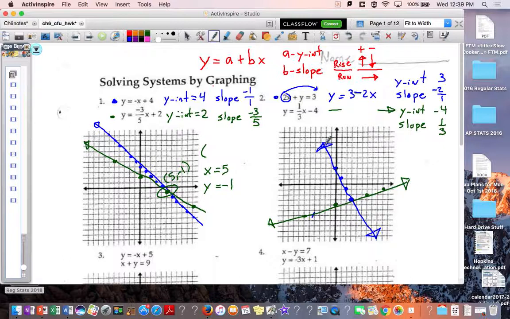It happens. Mr. Bartz does that from time to time. So (3, -3) is my point. So x is 3, y is -3. Now, one of the things I haven't done, but you can from time to time, is check these. Plug them in. 2 times 3 is 6, plus -3 is 3. That's correct. 1/3 times 3 is 1. 1 minus 4 is -3. That is correct. I have it right.